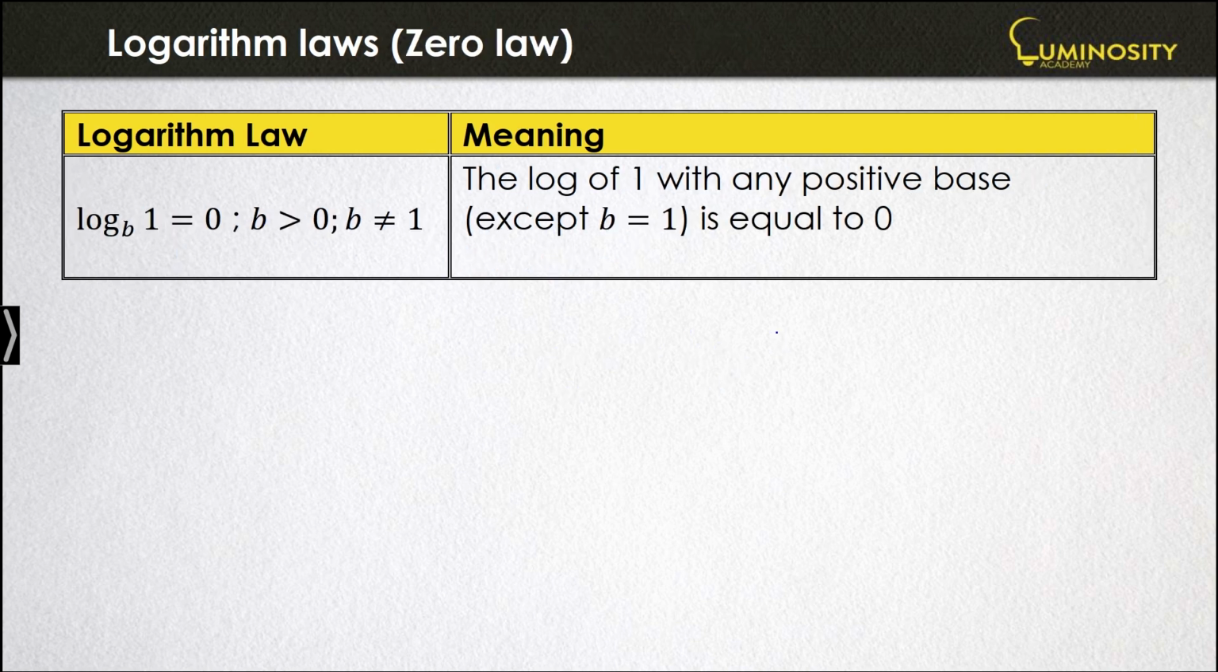The zero law says that log base b of 1 is always equal to 0, where b is greater than 0, not equal to 1. So basically the log of 1 with any positive base. So how do we visualize this? Remember, log base b of 1 is equal to some exponent. So you're asking, when is b raised to some exponent equal to 1? Well, that is when the exponent is 0, because b to the power 0 is 1. So that is why when you take log of 1 with any base that follows those restrictions, the answer will always be 0.